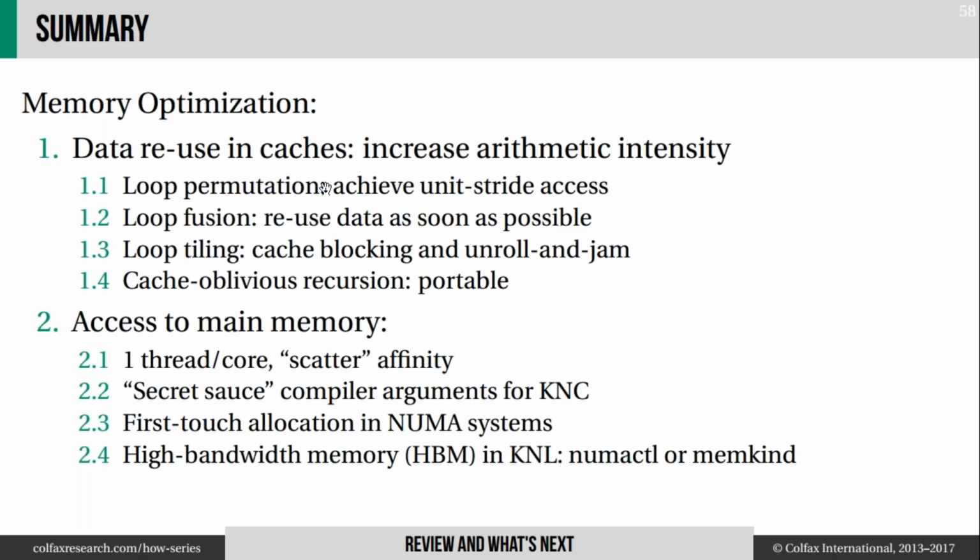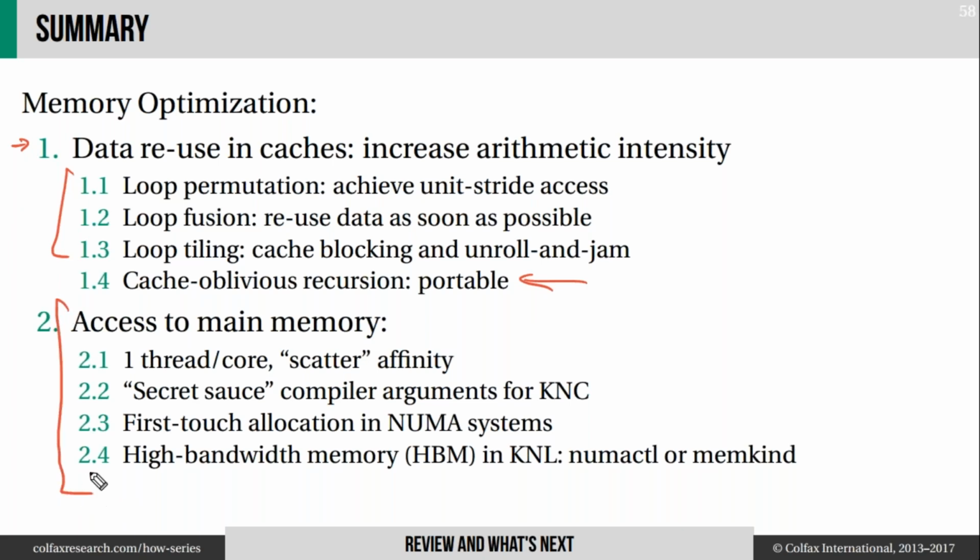Today was possibly the most complicated topic of the entire course. We talked about memory optimization. For most of the session, we talked about data reuse and caches. When you have data reuse in the algorithm, you have to rely on caches. There's loop transformations to increase your arithmetic intensity, and there's cache oblivious recursion.